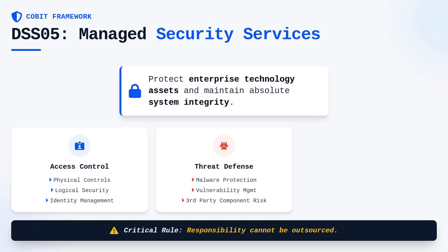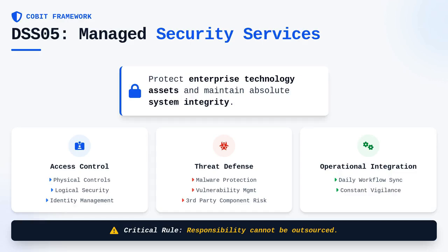You must ensure that security processes are integrated into the daily workflow of the operations team. In practice, this means constant vigilance and the application of granular security controls to ensure that only authorized users access sensitive system resources.